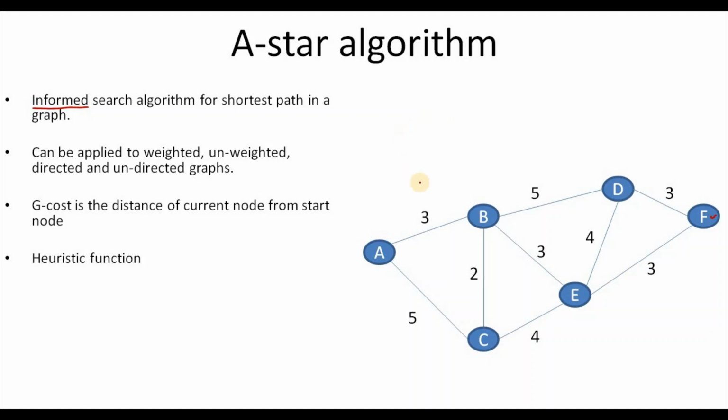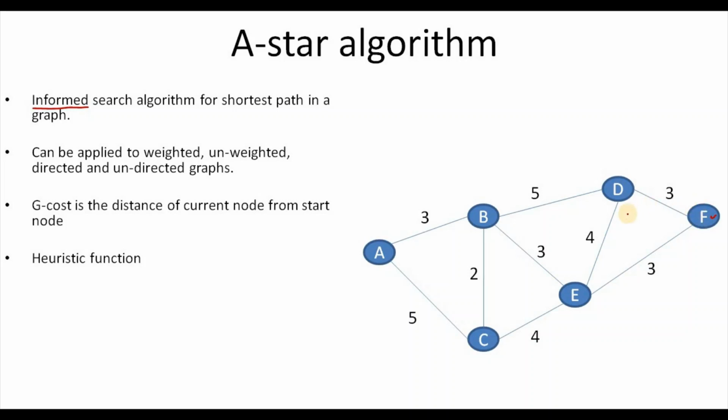For example, in this case, if I want to move from A to F, the heuristic function will be the distance of any node from the node F. That will be one of the heuristic functions.